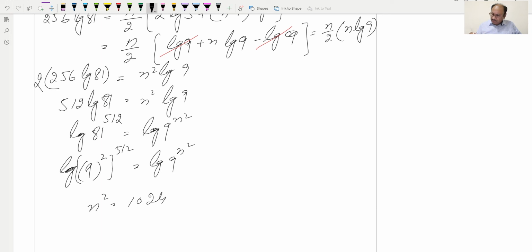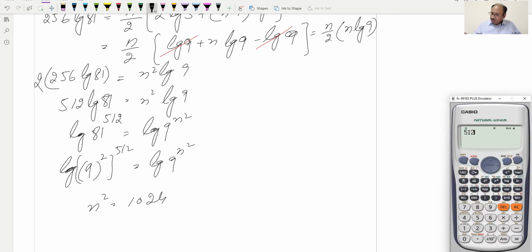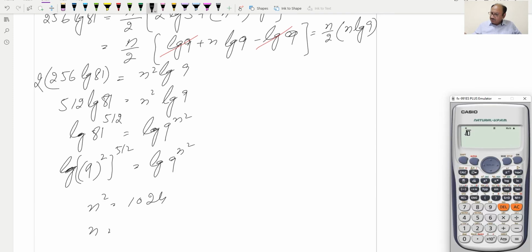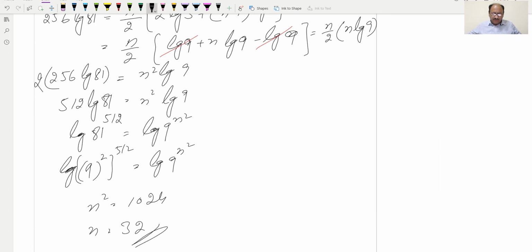We can write 1024, if we multiply 512 multiplied by 2, which is equal to 1024. So n will be equal to the root of this, the root of 1024, which is equal to 32, which is our final answer for this question. Hopefully you understood this.